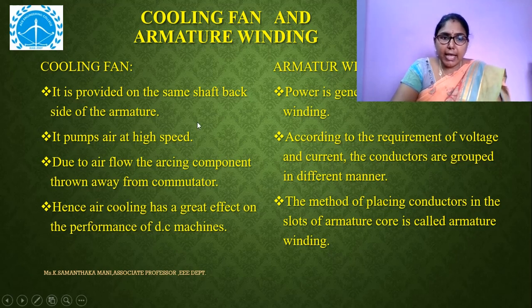It pumps air at high speed, and due to the airflow, the arcing component is thrown away from the commutator. As we have seen earlier, there is a possibility of sparking at the commutator brushes because of some unexpected failure in the DC machine.